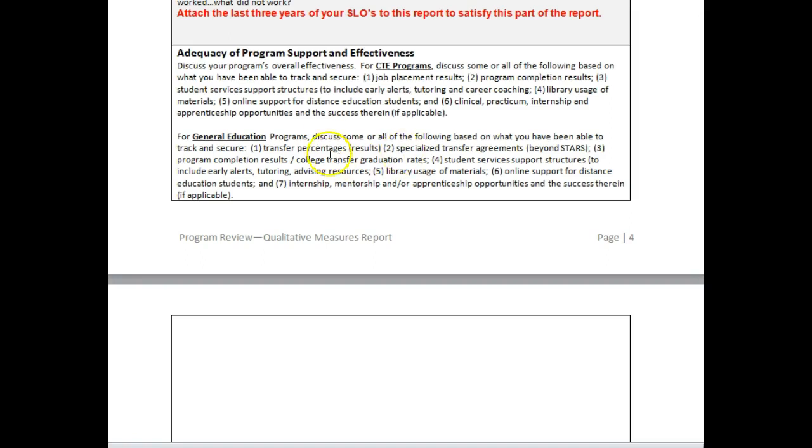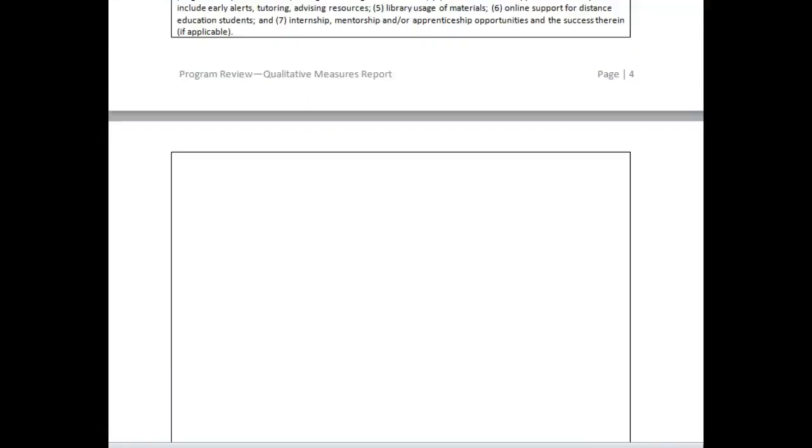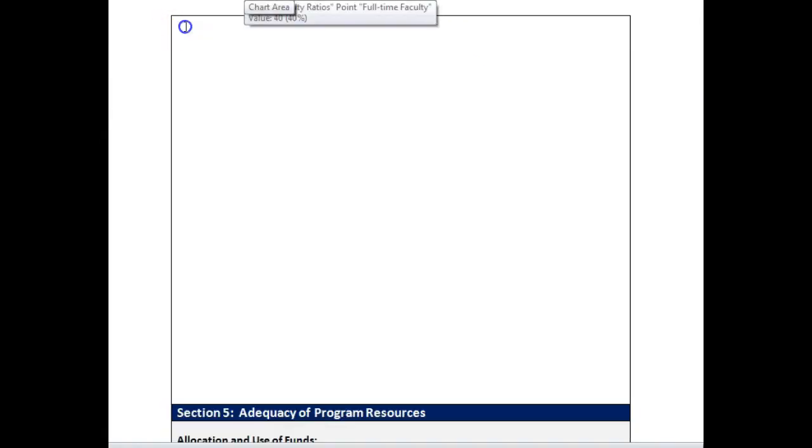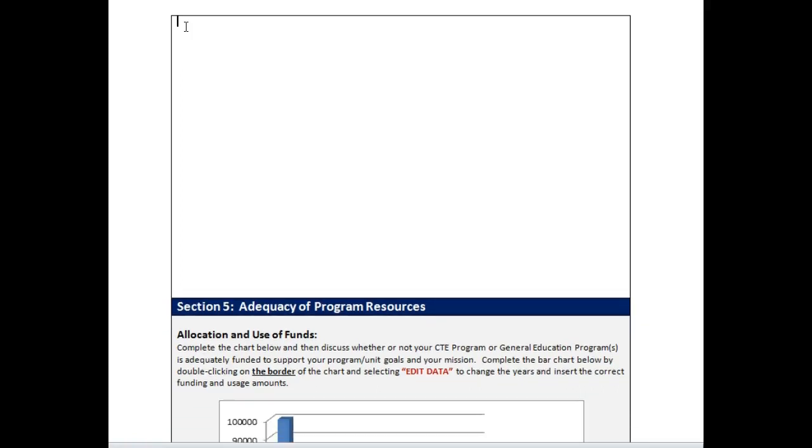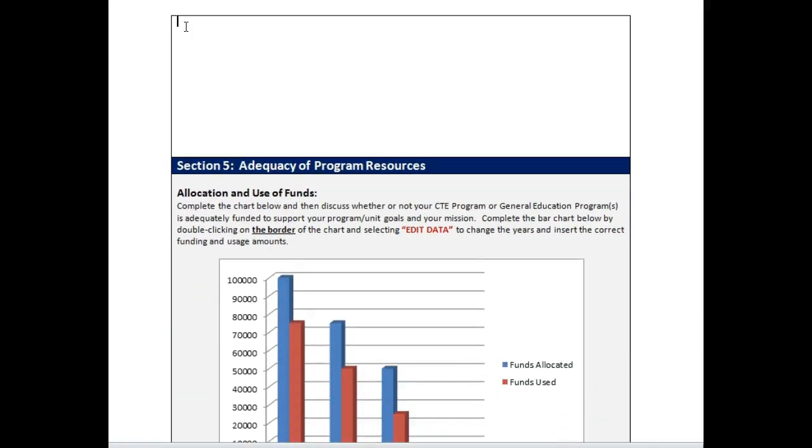Under Gen Ed, you can see we're looking at transfer percentages. We're looking at how they do when they transfer. We're looking at STARS and whether or not they're using that. We're looking at student services. Same thing, tutoring that we mentioned earlier, the library, internships, the same type of thing. Okay? So you're selling your program, and we put a big chunk here. Again, you can increase or decrease the size of this section.